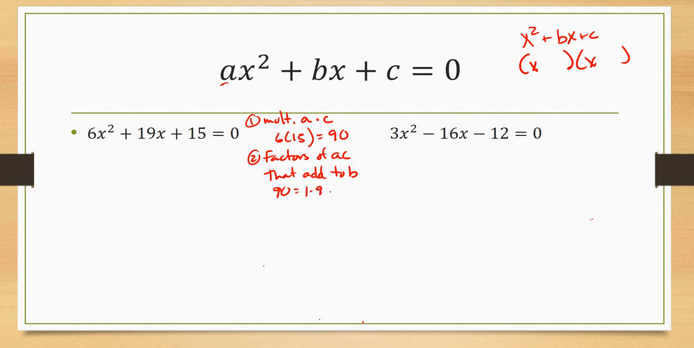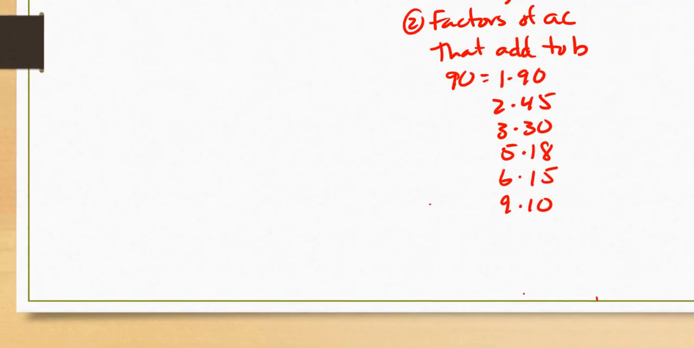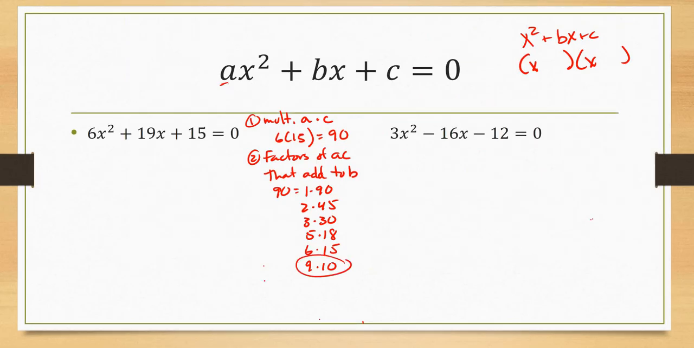If you don't see it right away, just start writing down factors. Does 4 go in? No. Does 5 go in? Yes, 18. 6, yeah, 6 goes in 15 times. Well, that's what I started with. 7, no. 8, no. 9 times 10, I think that's it. So then look through the list and see which of those pairs will add up to 19. Since they're all positives, I don't have to worry about positives and negatives. That's nice. And I think we can see that it's 9 and 10.